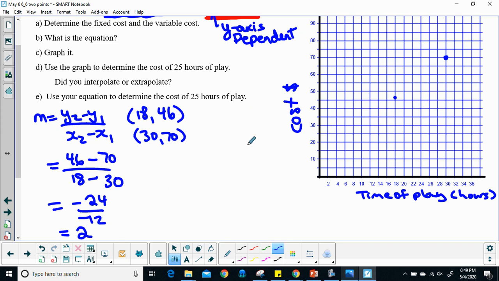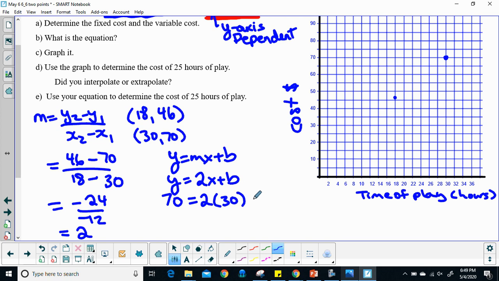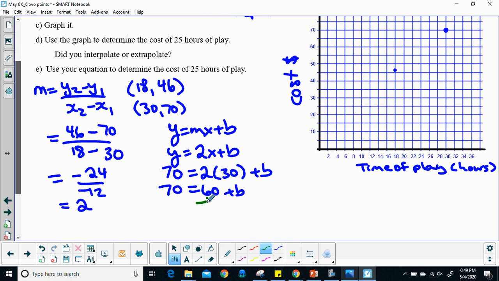So what's my y-intercept going to be? Well, let's figure that out. y equals mx plus b. So I have a slope of 2. Let's pick one of these points. It really doesn't matter. I'm going to use the 30 and 70 because those look like nice numbers. So 70 equals 2 times 30 plus b. 70 equals 60 plus b. So we're going to minus 60 from both sides. And what does that leave us? 70 minus 60 gives me 10 equals b.